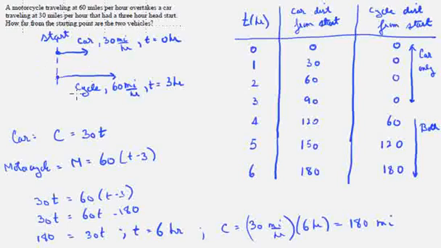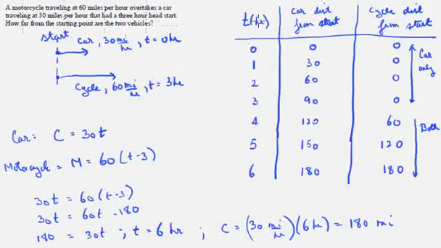So I began by drawing a picture. Here is the start, this dashed line. This first arrow represents the car, which is going at 30 miles per hour, and which starts at time 0. The second arrow, which is longer because it has a larger speed, represents the cycle, 60 miles per hour, and it starts at t equals 3 hours. So there's a 3-hour difference here.